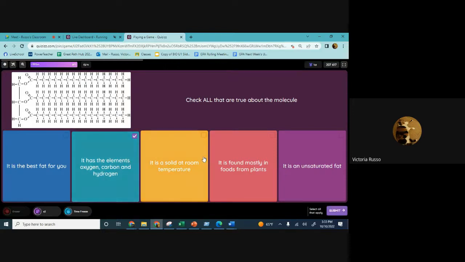It's a solid at room temperature. We learned that that's true for saturated fats. Butter is an example of a saturated fat. And saturated fats are not found mostly in plants. They're found mostly in animals. So the only 2 here that are correct are that it contains the elements oxygen, carbon, and hydrogen, and it's a solid at room temp. The other ones are true about unsaturated fats. The ones that we tracked are true about saturated fats.